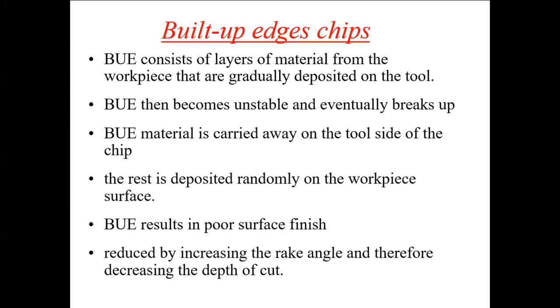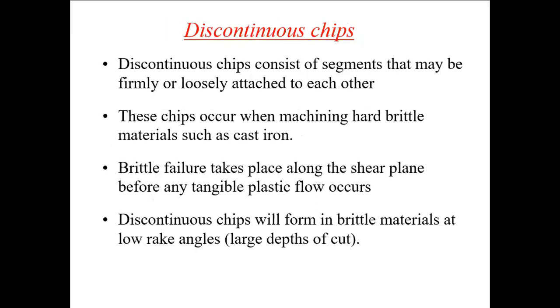Built-up edges are made when ductile materials are machined at low or medium cutting speeds, and these edges are the pieces or ending pieces of the chips that remain at the workpiece. They can be minimized or reduced by increasing the rake angle. Thus, the depth of cut is reduced, and we get rid of these built-up edges. Further, these built-up edges cause poor surface finish.